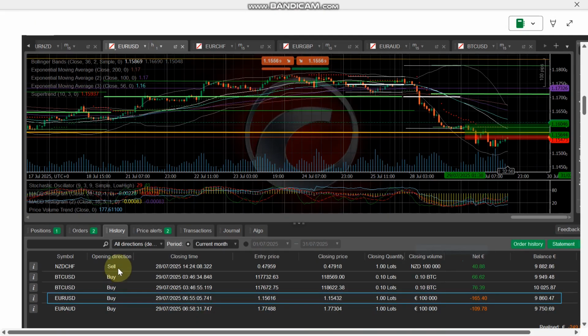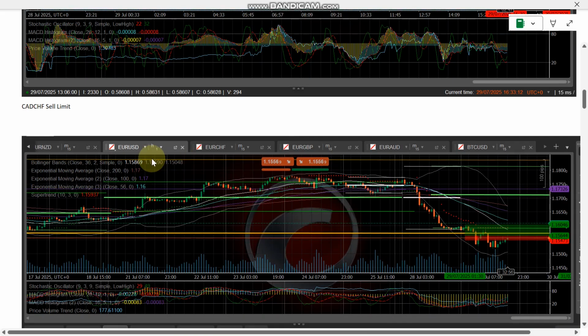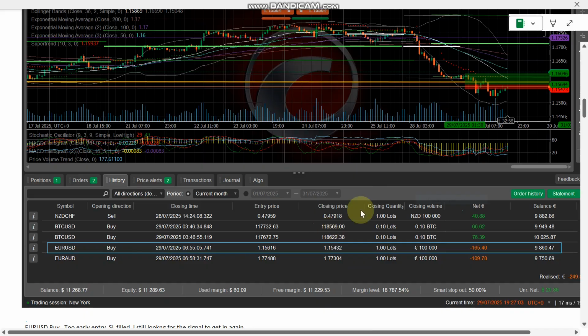The result, history: Euro USD, stop loss hit. Euro Aussie, stop loss hit. Euro USD, stop loss hit. See how I'm going to stop loss somewhere here at this one lot size. One lot size.